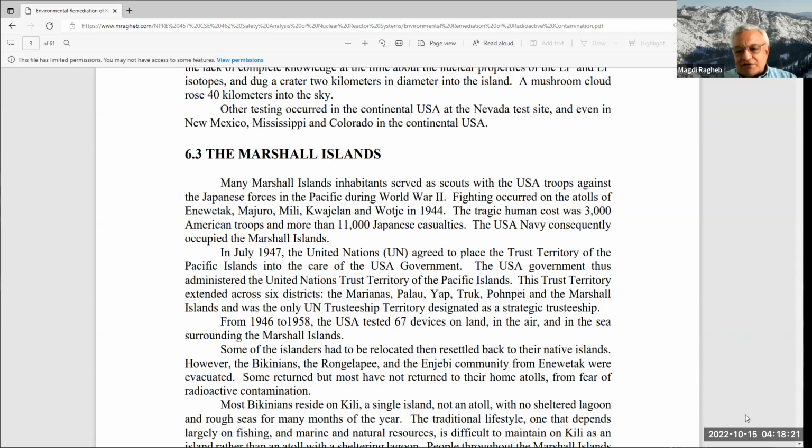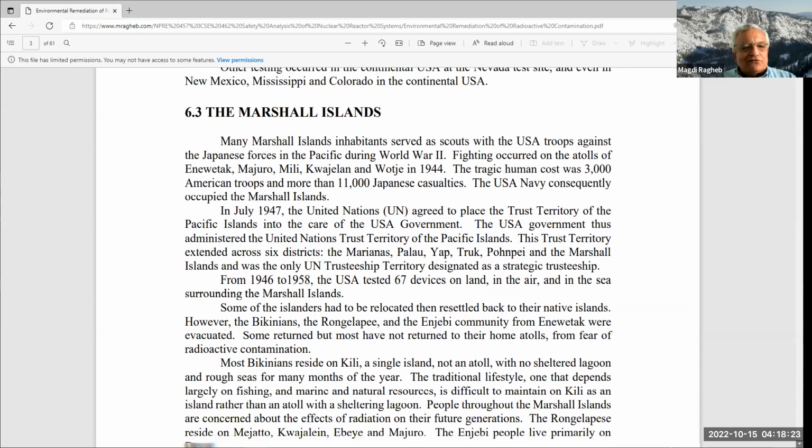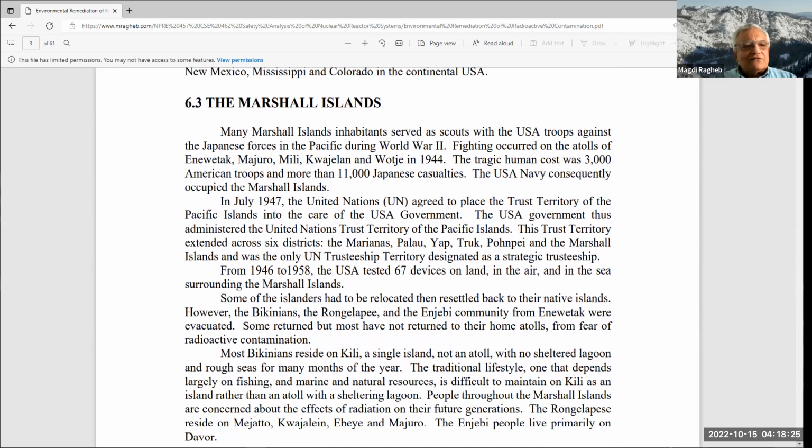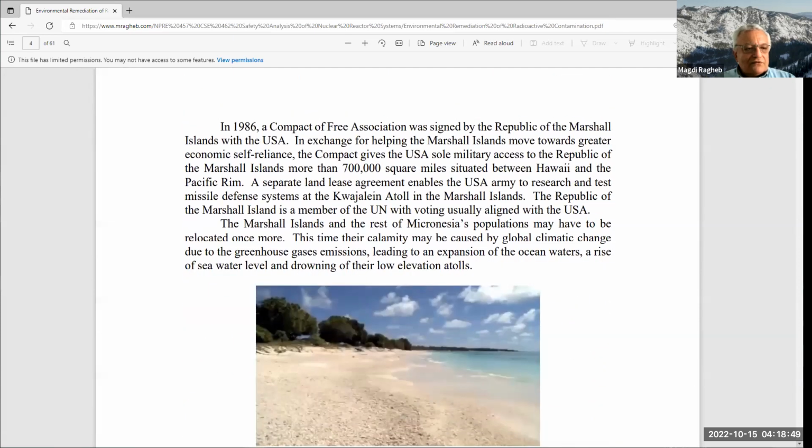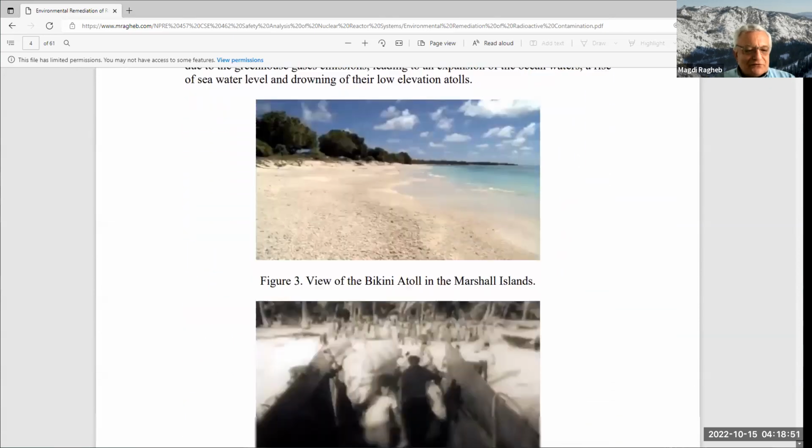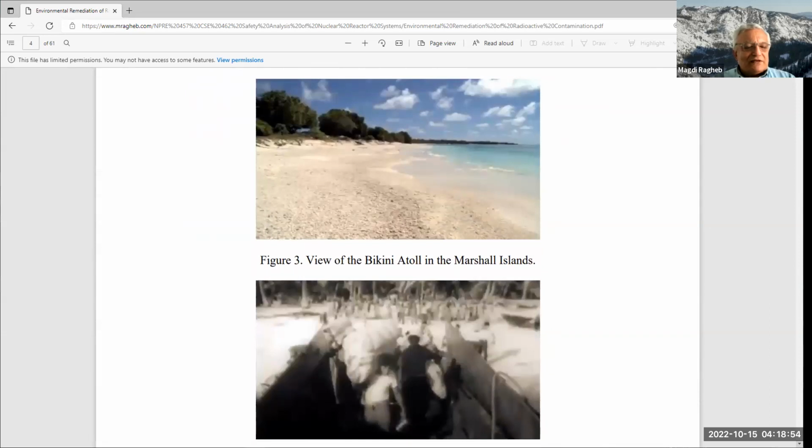So the Marshall Islands were disputed between Japan, they're close to Japan, and the United States. And there was fighting between Japan and the United States in the atolls of Enewetak, Majuro, Mili, Kwajalein, and Wotje in 1944. And basically, 3,000 American troops lost their lives, unfortunately, and 11,000 Japanese also lost their lives. So that was regrettable, considering that Japan and the United States are good friends today. So why did they fight in the first place?